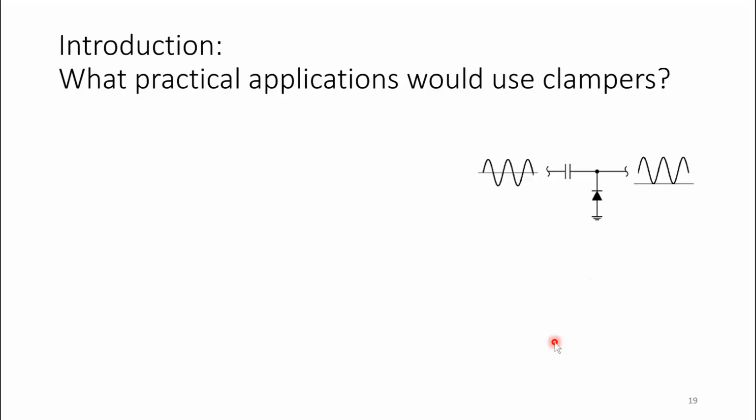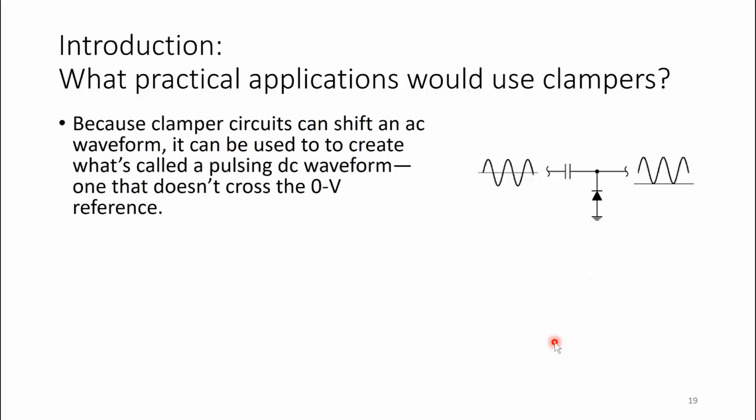So again, what practical applications would use clampers? This is not covered in the syllabus as such, but it's always useful to know that what you're studying is useful in real life. Because clamper circuits can shift an AC waveform, they can be used to create what's called a pulsating DC waveform, one that doesn't cross the 0 volt reference. So let's say you get a signal that is going from positive down to negative. You can use a clamper circuit and shift it up so it's all in one direction, which is what you call a pulsating DC waveform. It's pulsating, but it's not crossing from positive to negative.